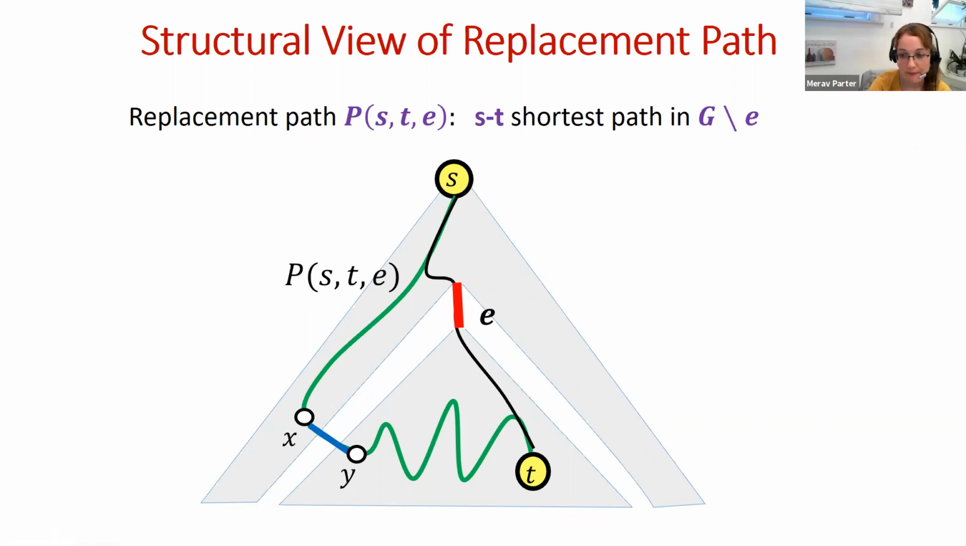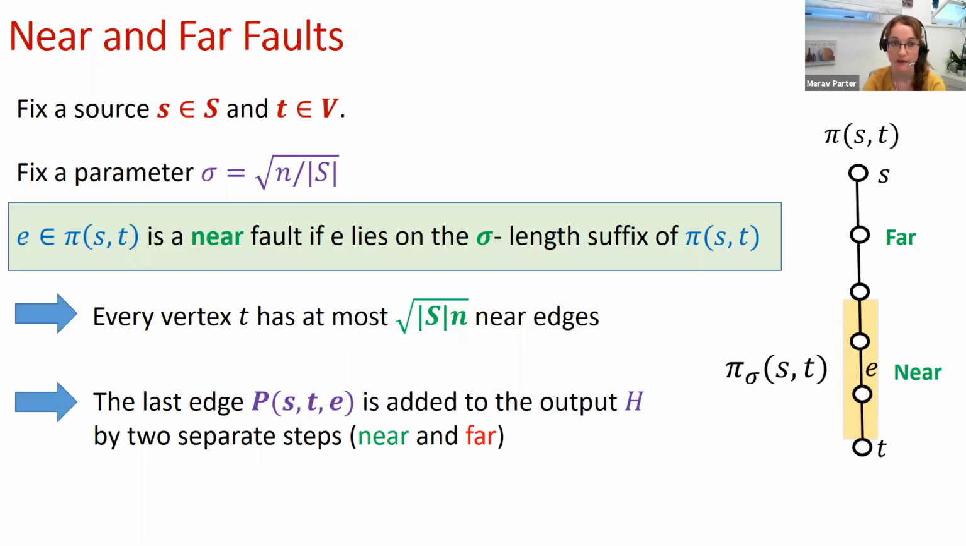And the PSTE path has the following structure. It starts from S, it follows some tree path up to some point where it leaves the BFS tree, and we add some link edge to the first node Y that lies in the subtree that is sensitive to the failing of the edge E. Okay. So this is the structure. We'll come back to that structure later on.